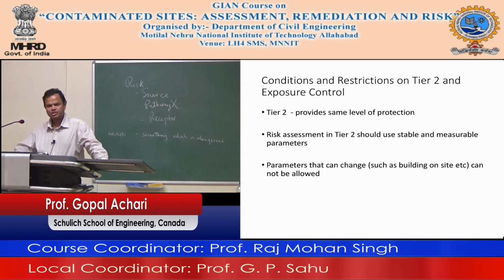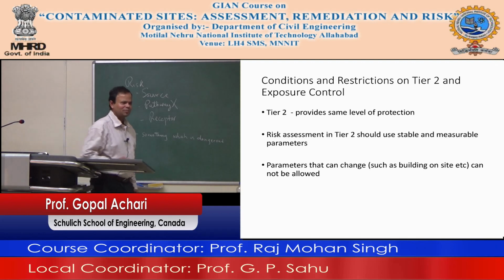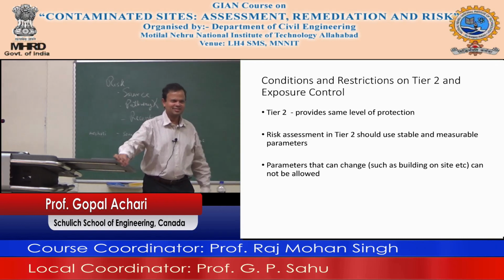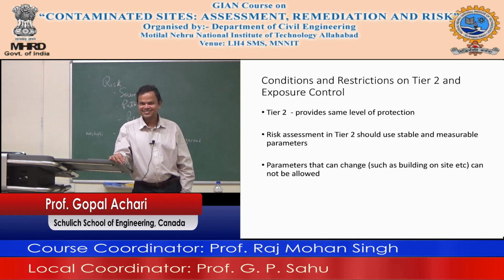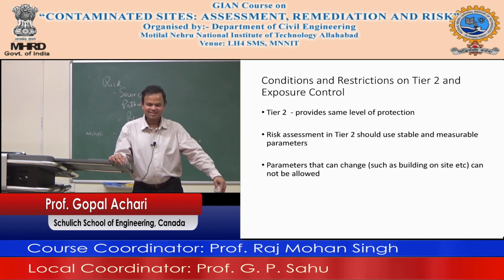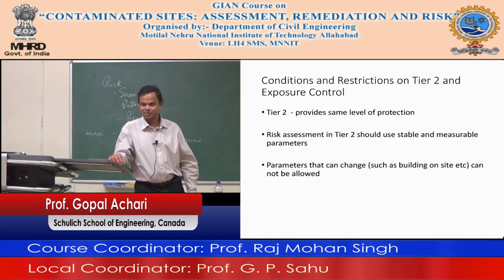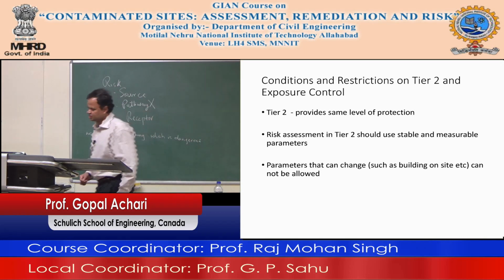But when you do a tier 2 risk assessment, one thing to keep in mind, it should use stable and measurable parameters. The parameters that can change, such as there is a building on site. You can say, oh, my risk is low because there is this building on site. But the building can move, right? Six months later, somebody has trashed the building, it's gone, the site is exposed. So you cannot have something that is not stable. It has to be very stable.